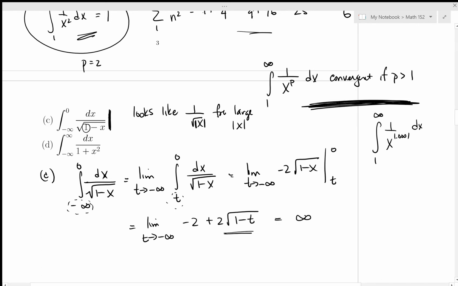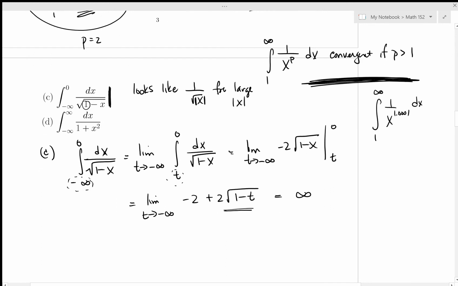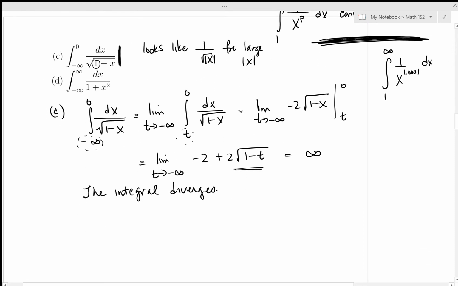The integral diverges. And I feel all happy because my intuition was correct. Okay. The integral diverges. So we're not always going to get a number out. Okay, let's take a look at D.